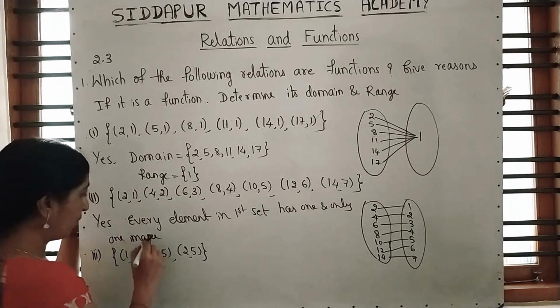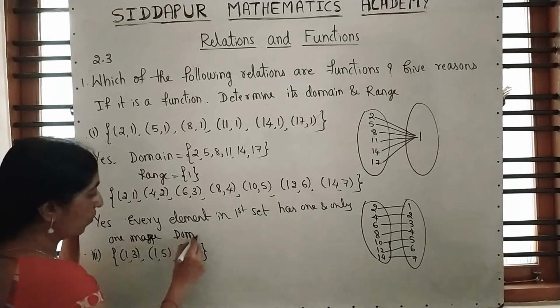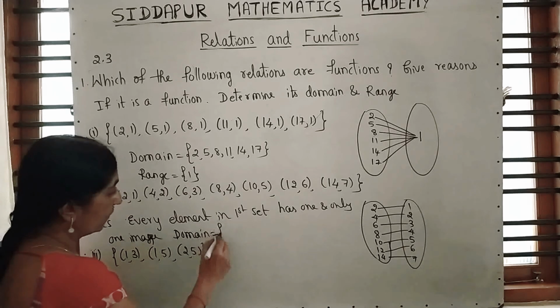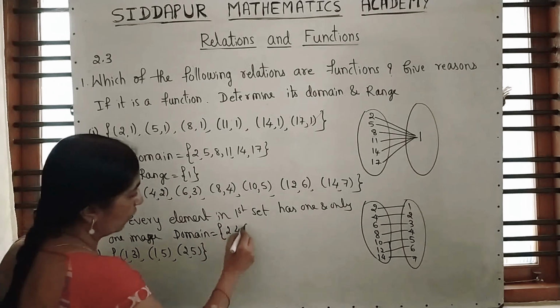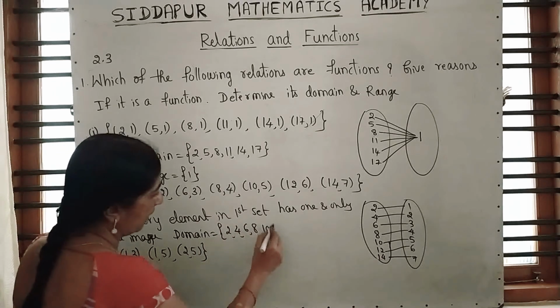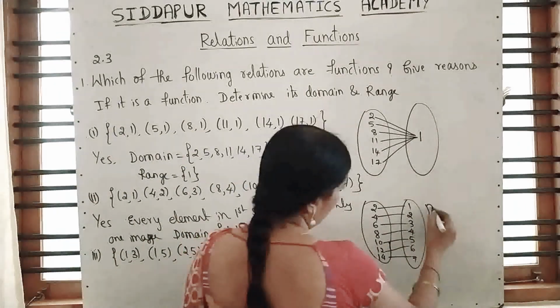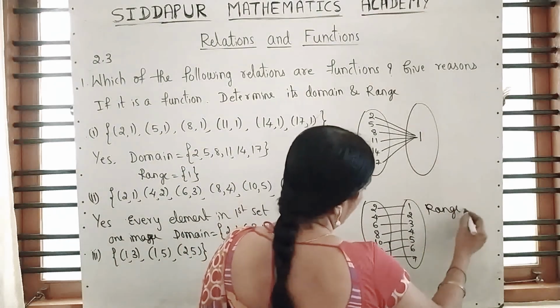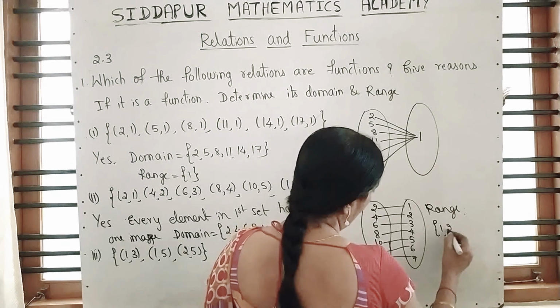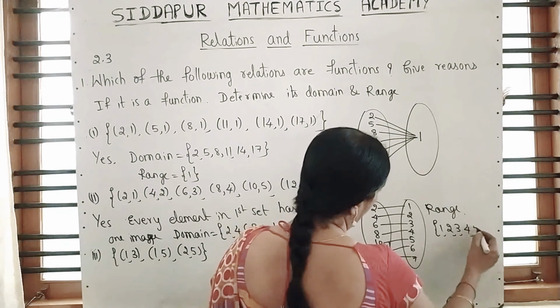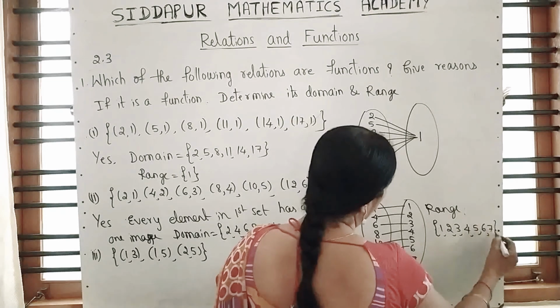Then with the help of figures, tell me what is the domain. Domain is the first set: 2, 4, 6, 8, 10, 12, 14. What is the range? Range is the second set: 1, 2, 3, 4, 5, 6, 7.